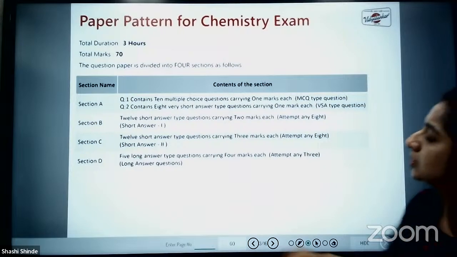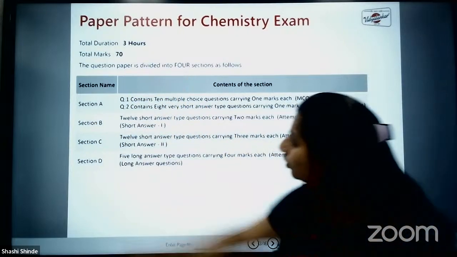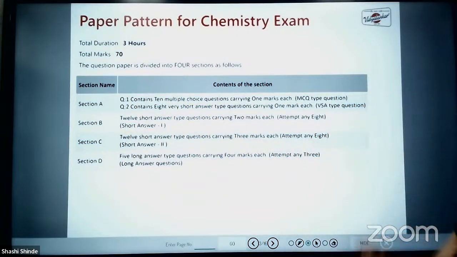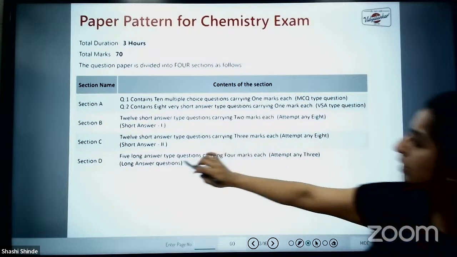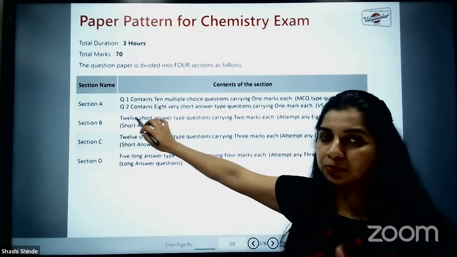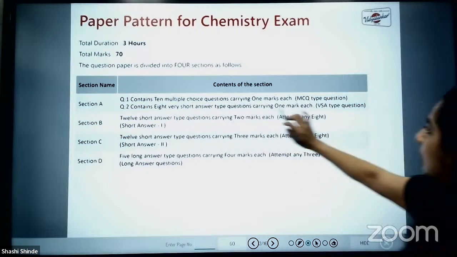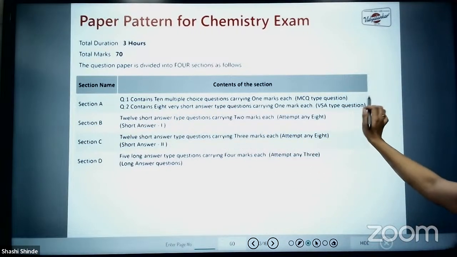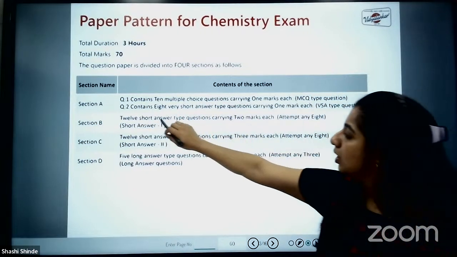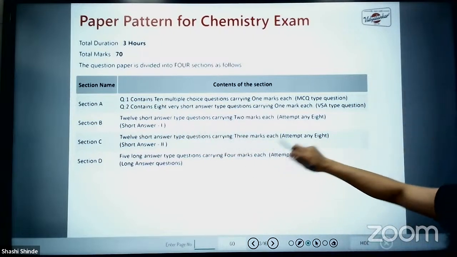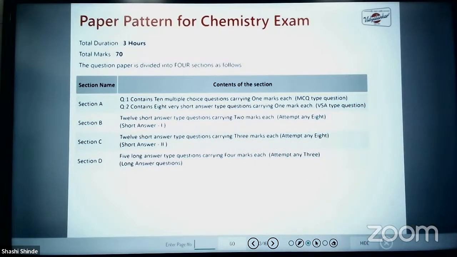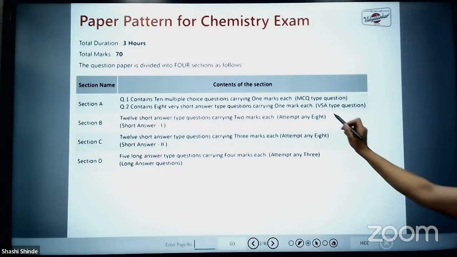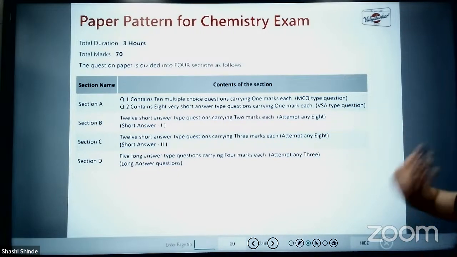Our theory paper has been divided into 4 sections: Section A, B, C, D. Section A carries 2 questions, question 1 and question 2. Question 1 has 10 MCQs, 1 mark each. Question 2 will have 8 questions where we are going to write the answer either in 1 word or in 1 sentence, which are very short type answers.